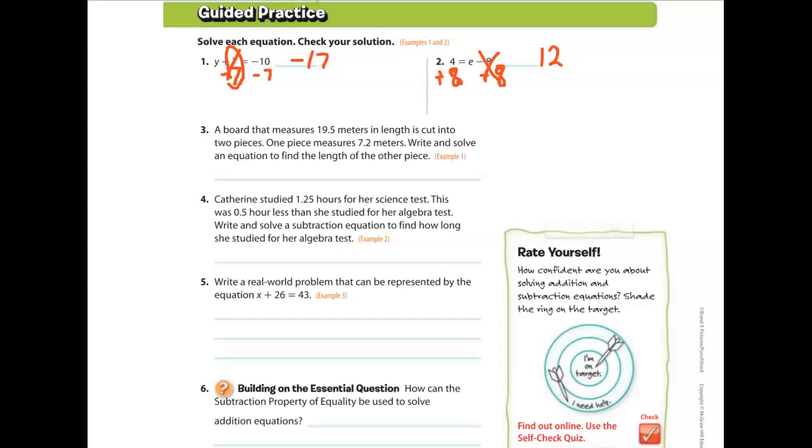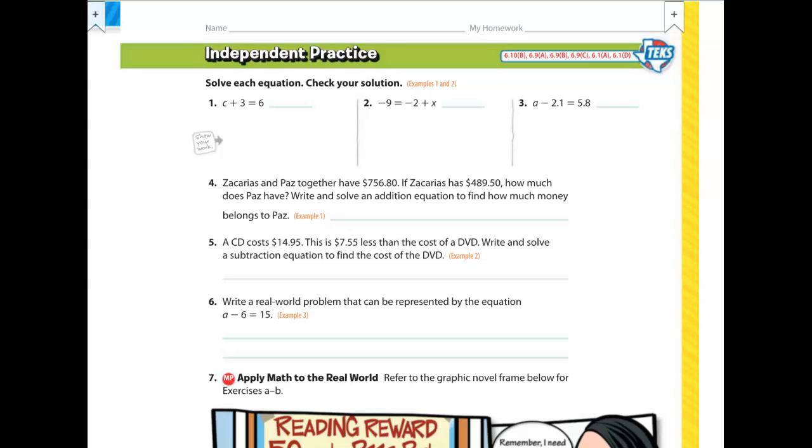Okay. What I'd like you to do is go ahead and look at the next page, 613. We're going to do some of the independent practice problems together. All right, so for number 1, we have c plus 3 is equal to 6. And we want to get the c by itself. So what operation should we do to get rid of this plus 3? Answer that, please.